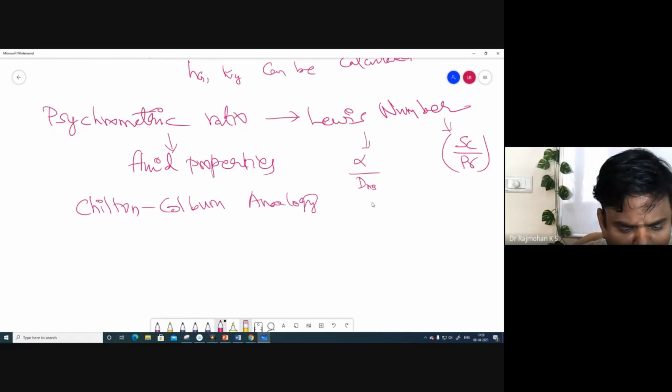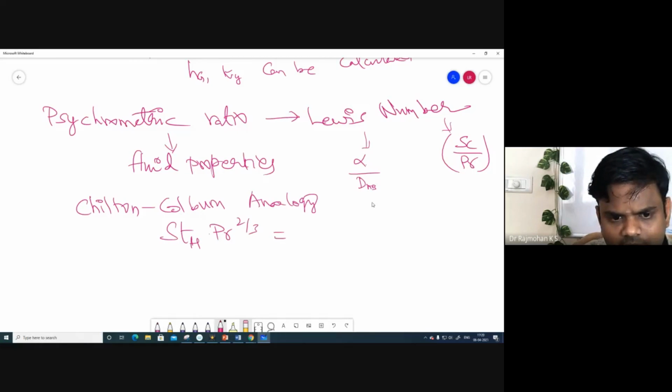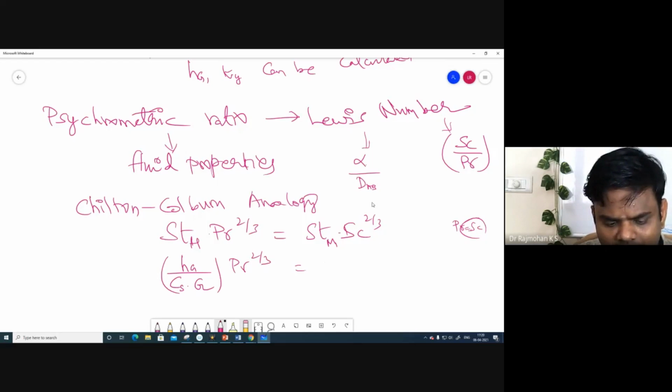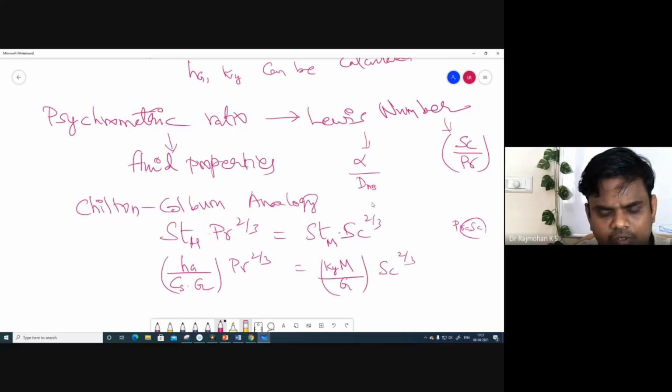If you recall the Chilton-Colburn analogy, we have Stanton number for heat transfer into Prandtl number power 2 by 3 is equal to Stanton number for mass transfer into the corresponding number, Schmidt number power 2 by 3. So this can be written as: Stanton number is h_G by C_S into G, into Prandtl number power 2 by 3, is equal to Stanton number for mass transfer, K_Y M by G. That is the general definition. All these terms, please refer to the Colburn analogy definitions. What is C_S? It is humid heat.